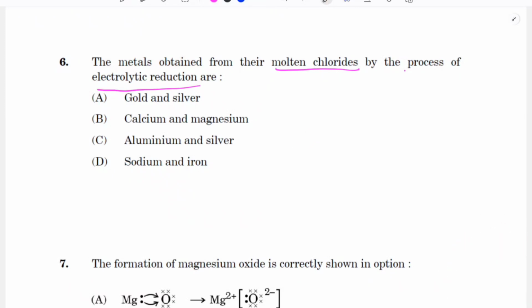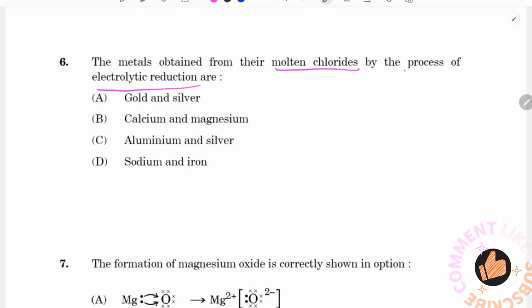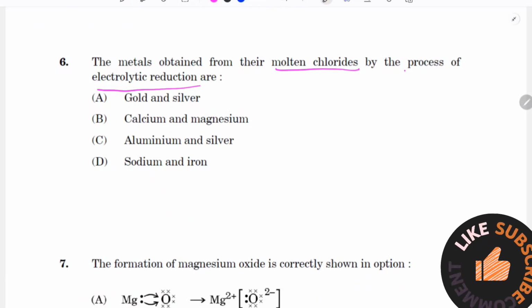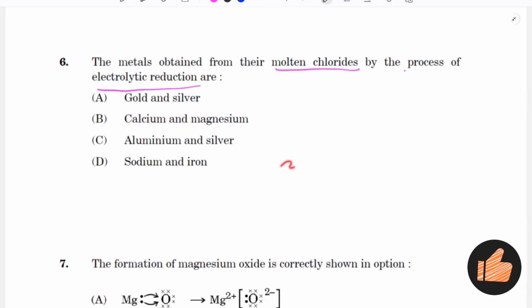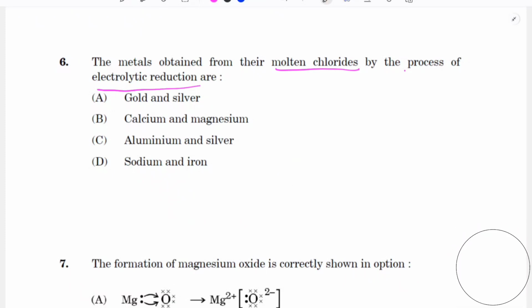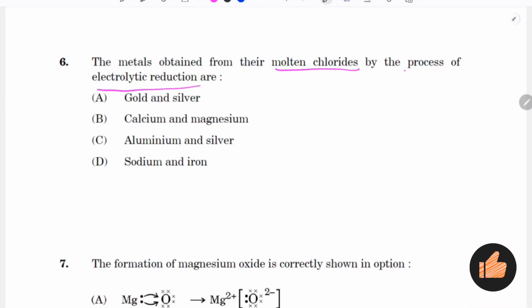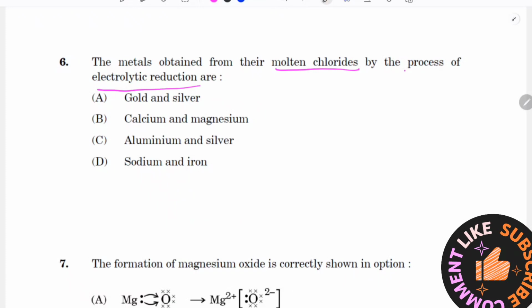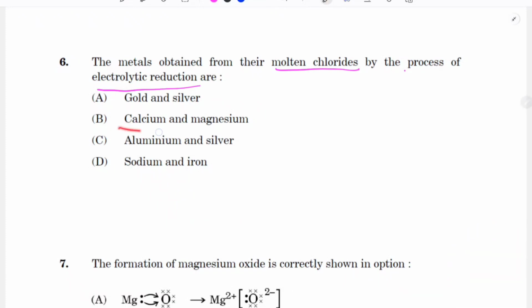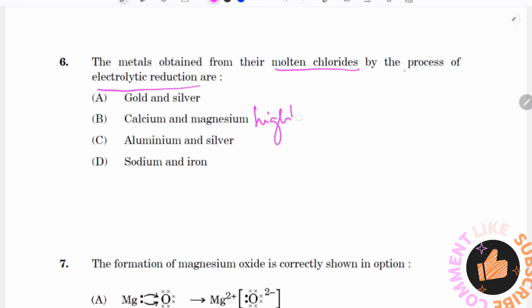So gold and silver are noble metals and are less reactive. They are typically found in their free state or extracted by processes like cyanidation, etc., not electrolytic reduction. So for gold and silver, electrolytic reduction is not used here. Now calcium and magnesium are highly reactive metals. The second one, calcium and magnesium, these are highly reactive.